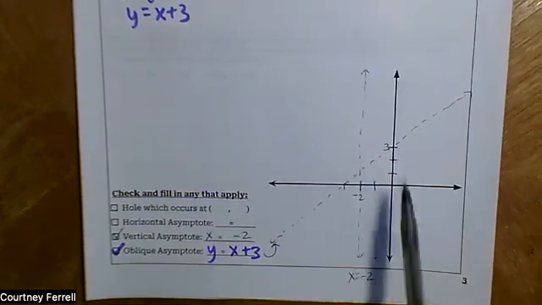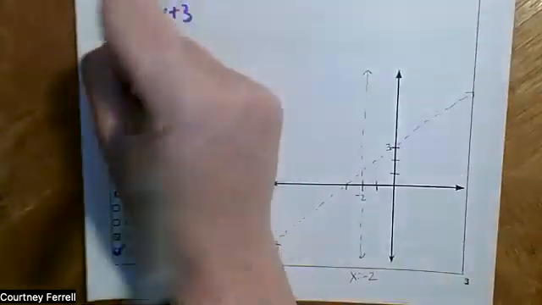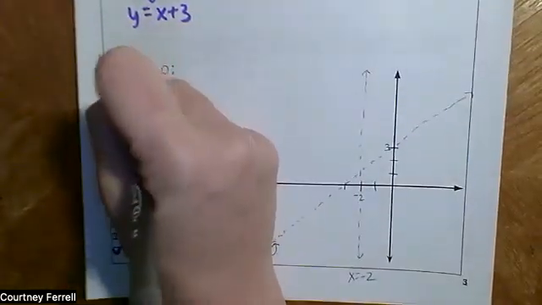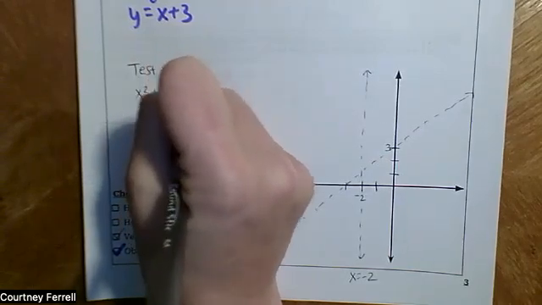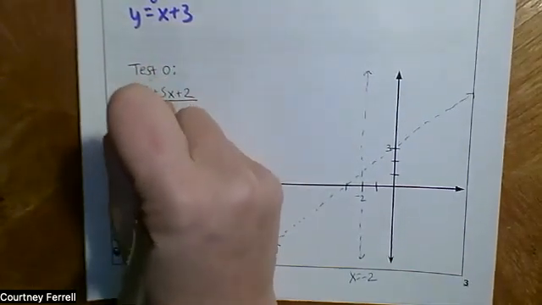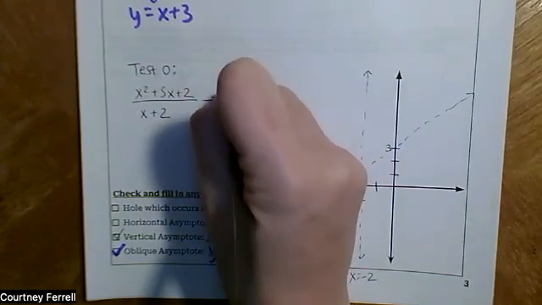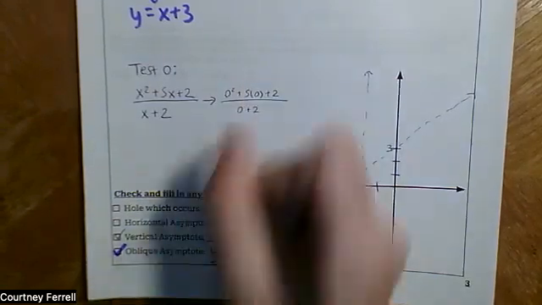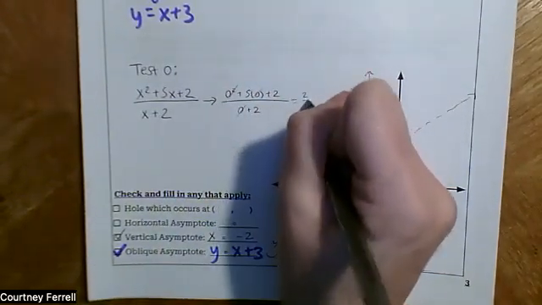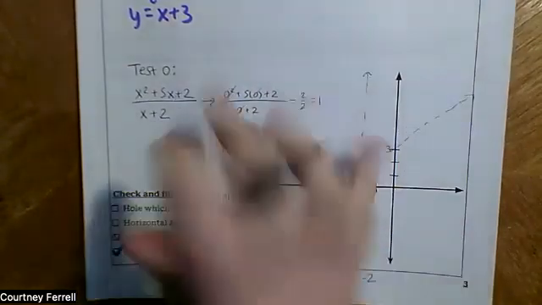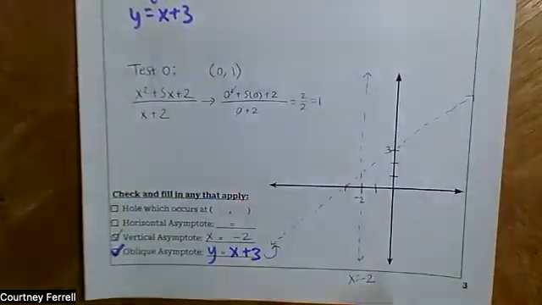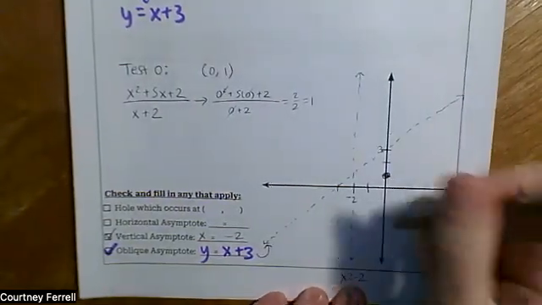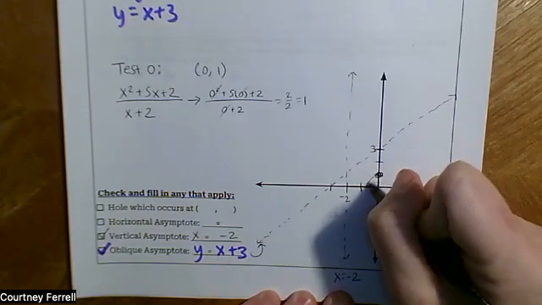So I'm going to choose 0 because it's always just so easy to plug 0 in. So I'm going to plug 0 into my original. This was my original, just copying from the top of the paper. 0 squared plus 5 times 0 plus 2 over 0 plus 2. 2 over 2 equals 1. So that means that there is a point at 0, 1, a regular old point. So 0, 1. Since I know the dot exists there, that means that it has to be this sort of shape.